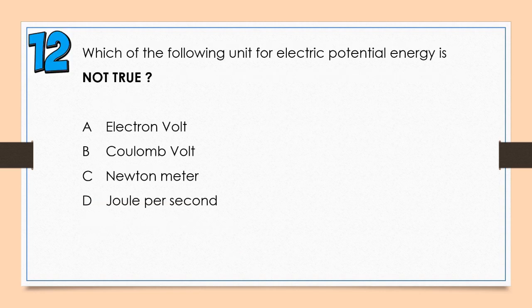For question number 12, which of the following is the unit for electric potential energy? Okay, please take note. Electric potential energy is some sort of energy. So if you remember, there are a lot of equations for energy. For example, W is equal to QV, so it also represents the unit of electron volt. In QV, Q is Coulomb, V is volt. And then Newton meter refers to W is equal to F dot S. F is Newton, S is meter. So this is also the unit for energy from the work energy theorem.